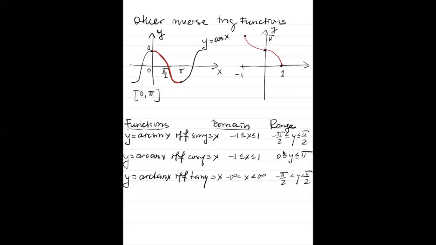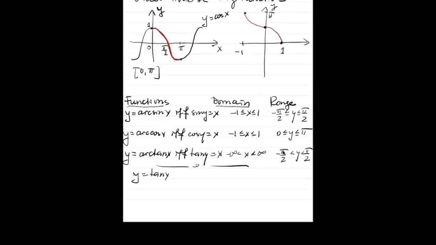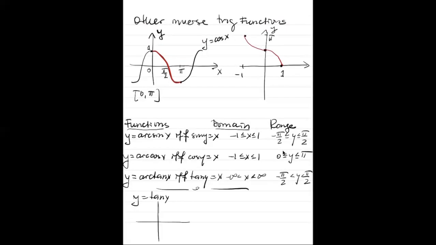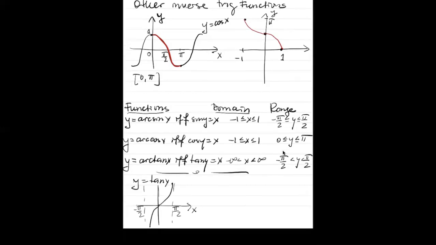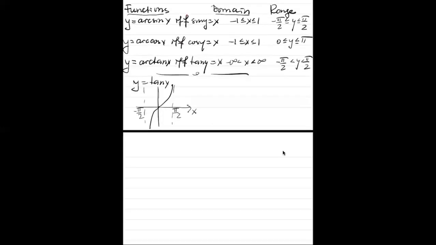We can show the graph. Here's the tangent, the graph of the tangent in one period from -π/2 to π/2 looks like this, and it's already 1 to 1, so we don't have to restrict it any other way but just from -π/2 to π/2, just like we said here, not including π/2 and -π/2 because that's where you have the asymptotes.